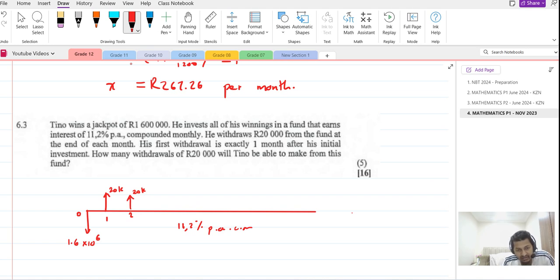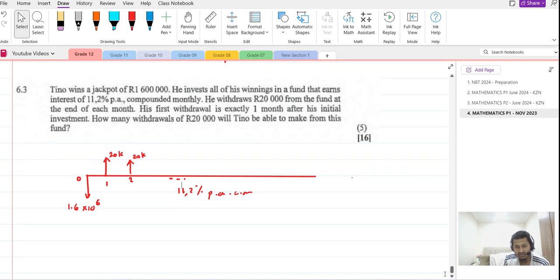He carries on doing so. His first withdrawal is exactly 1 month after the initial investment. There it is here. How many withdrawals of 20,000 will Tino be able to make from this fund? How many withdrawals can he make? So there's n withdrawals, right? How many withdrawals can he make at 11.2% per annum compounded monthly?